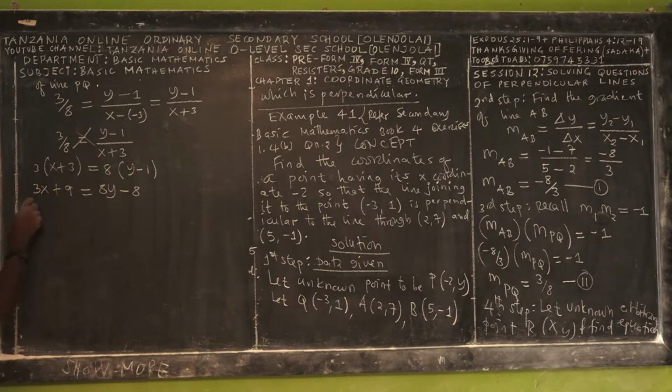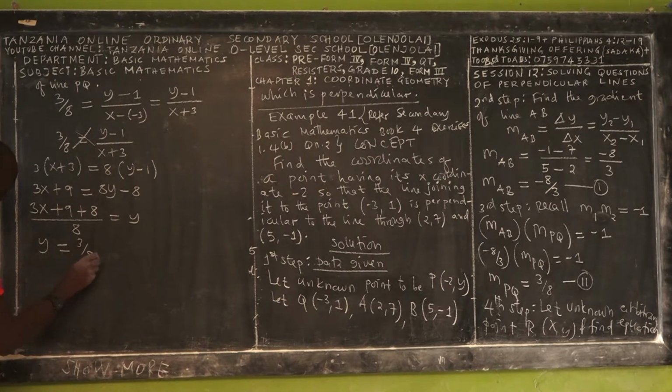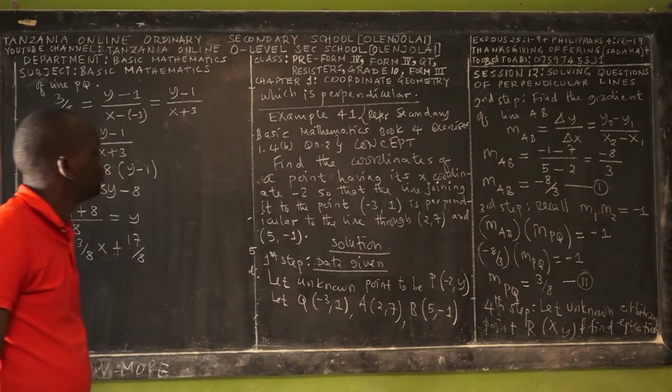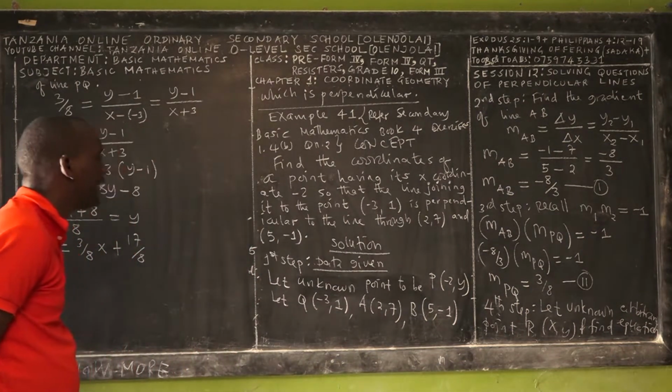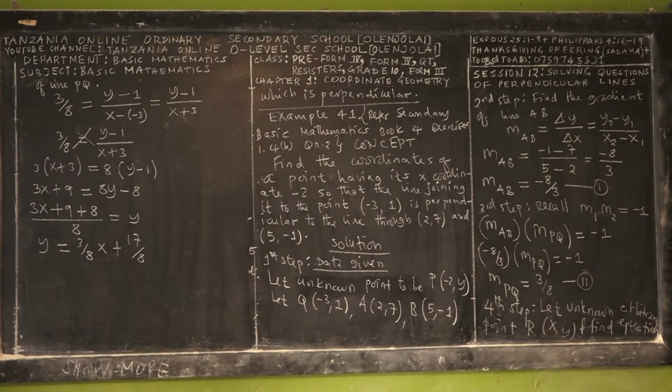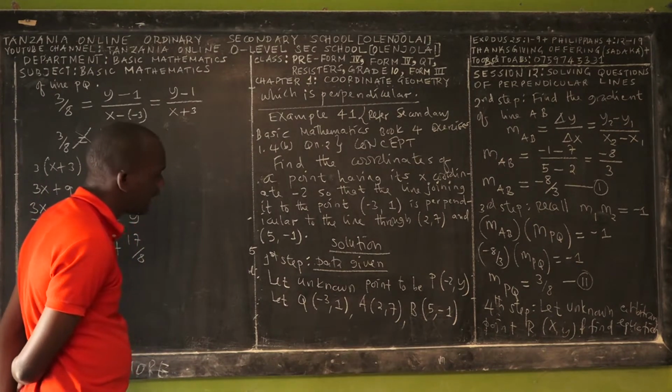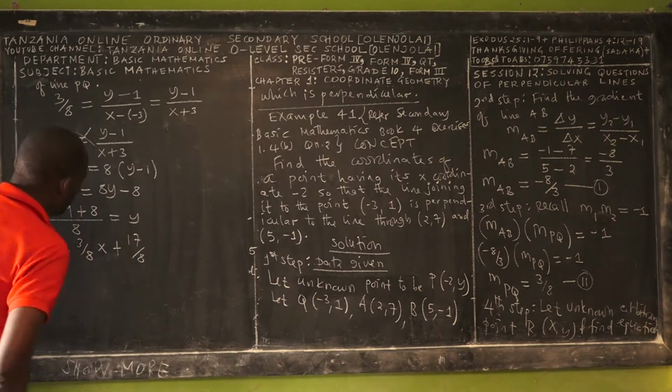So if you make y the subject, you have 3x plus 9 plus 8 over 8 is equal to y. So y is equal to 3/8 x plus 17/8. So this is the equation of the known line. But the aim is not to find the equation of the line. The aim is to find the coordinates of a point having its x coordinate -2, so that the line joining it to the point -3, 1 is perpendicular to the line through 2, 7 and 5, -1. So this is equation 3.